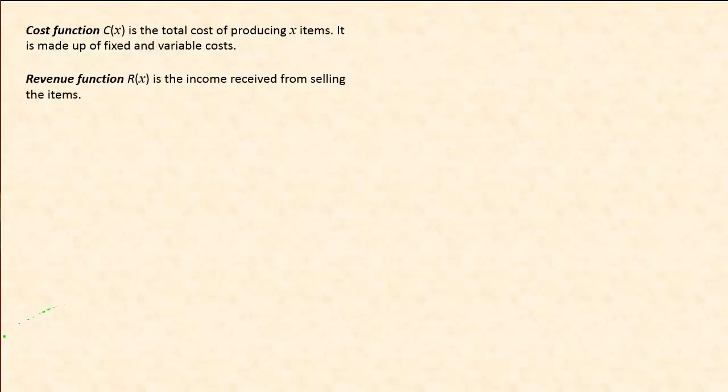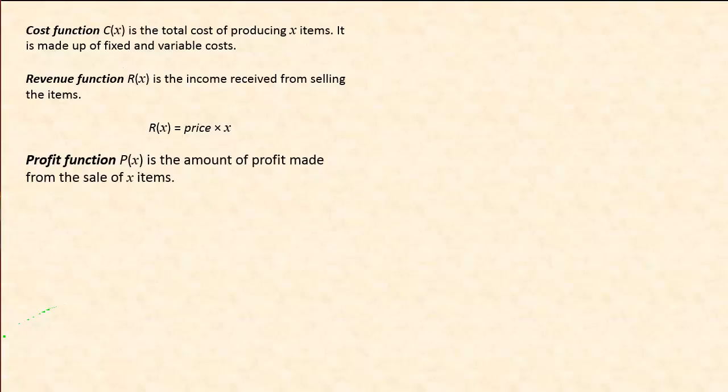The revenue function is the income received from selling the items. Now if you charge this price, that's just called price here, for an item and you sell X of them, then the income you get is X times the price. So that's just the price times the number of items sold.